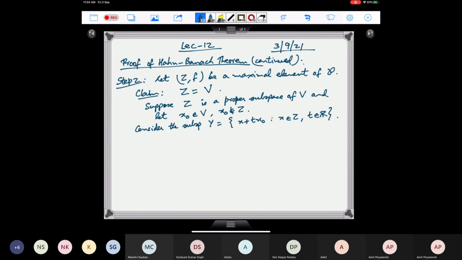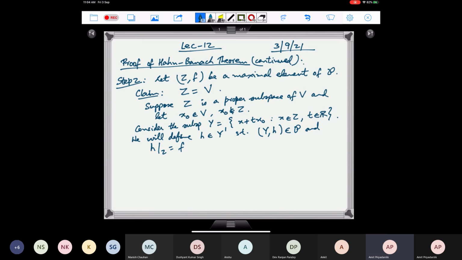So we will define, let's call it h belonging to Y prime, such that this (Y, h) is in the partially ordered set P. And this h is an extension of this f, so h restricted to Z is equal to f.